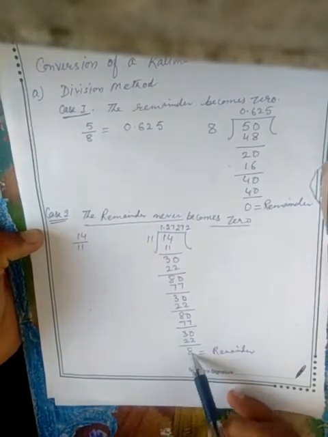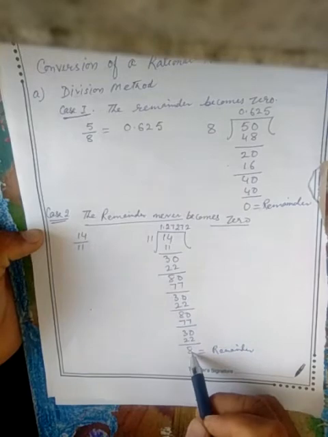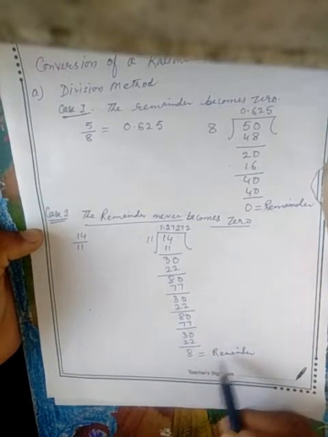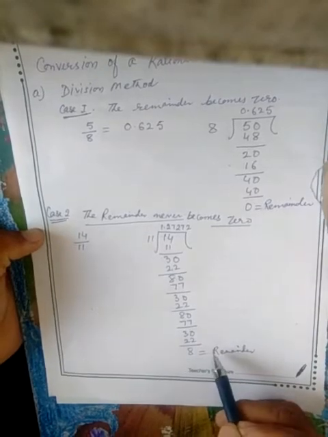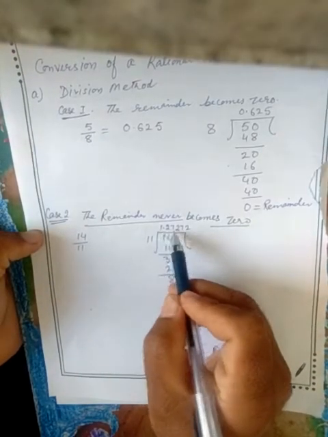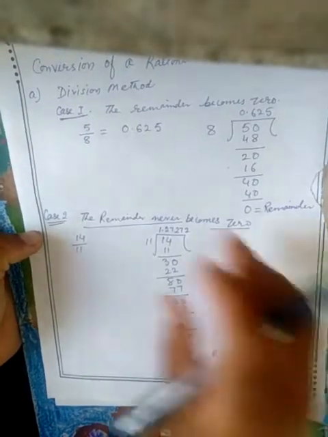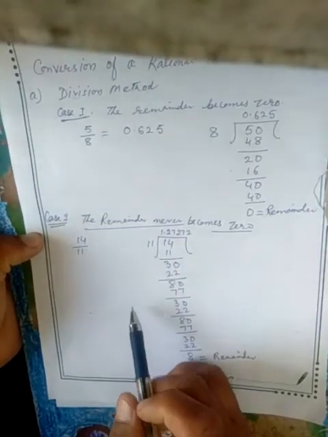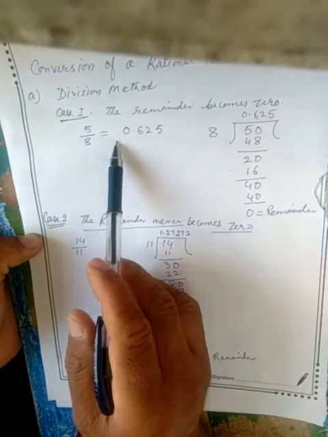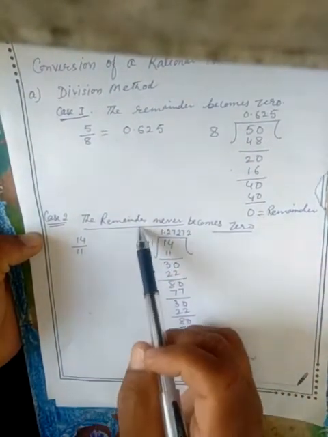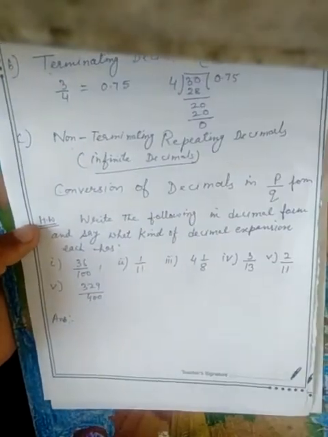In this way you ultimately find that your remainder keeps repeating, every time the remainder is 8 and 3, and the quotient is repeating 1.27 27, again 27 and so on. So these are the two cases when you divide a rational number: either your remainder comes out to be 0 or your remainder never becomes 0.